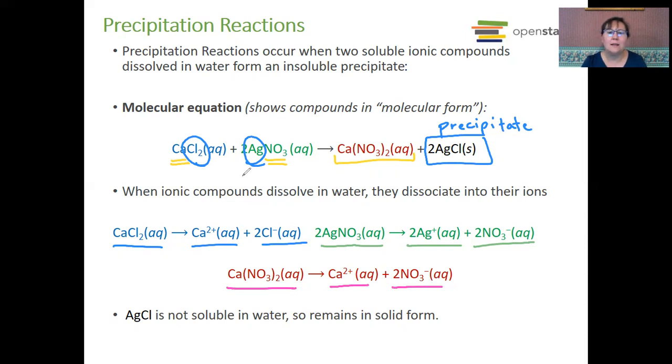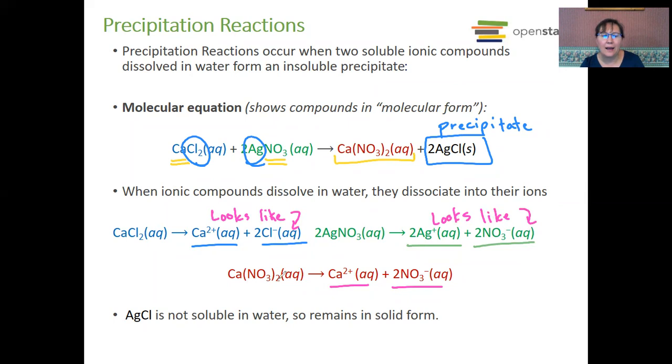Now these ions, let me erase my single compounds like this. Everything that I have underlined here is like that in water. CaCl2 aqueous looks like this. And AgNO3 looks like this in solution. And calcium nitrate looks like this. So there's no calcium chloride bits in solution. They're all apart in the calcium ions and chloride ions. And it says here, silver chloride is not soluble in water, so it remains in its solid form.